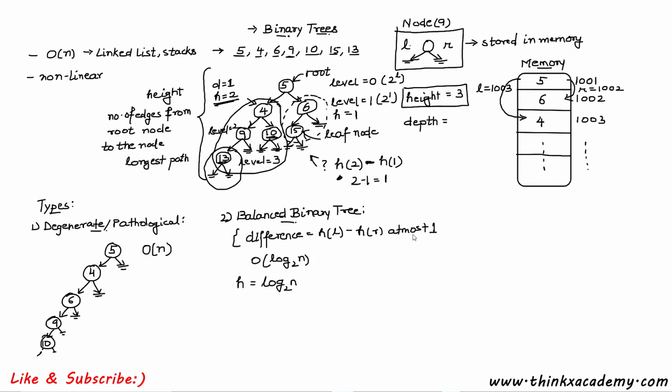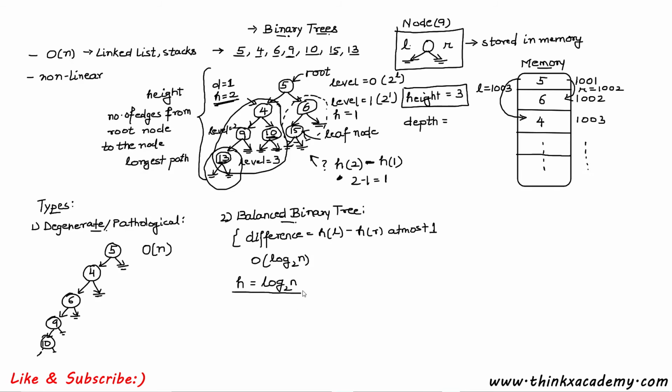The difference should be at most 1, which means that it cannot exceed 1. Here we can see that it is not exceeding 1. So this is a balanced binary tree. Such a type of tree can give us a time complexity of log base 2 n.